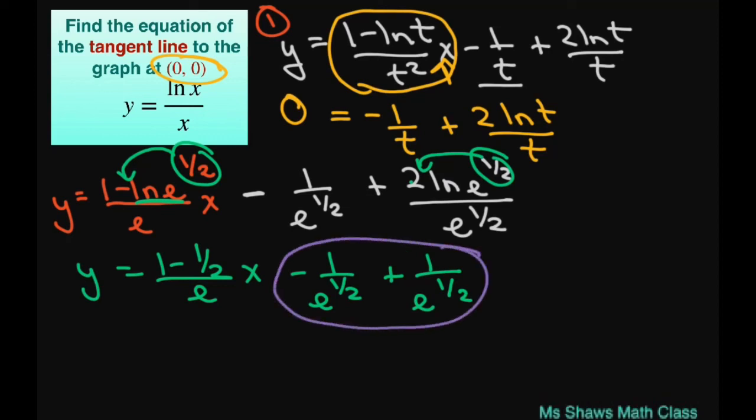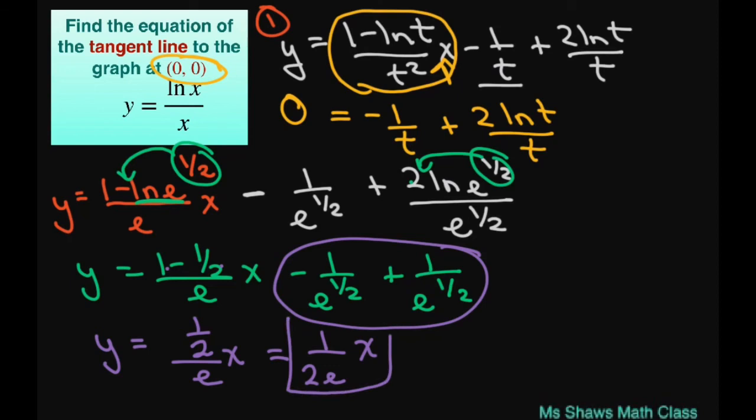And now we have y equals 1 minus 1 half, which is 1 half, divided by e to the power of 1 half, times x, which is the same as 1 divided by 2e times x. And that is your equation of the tangent line.